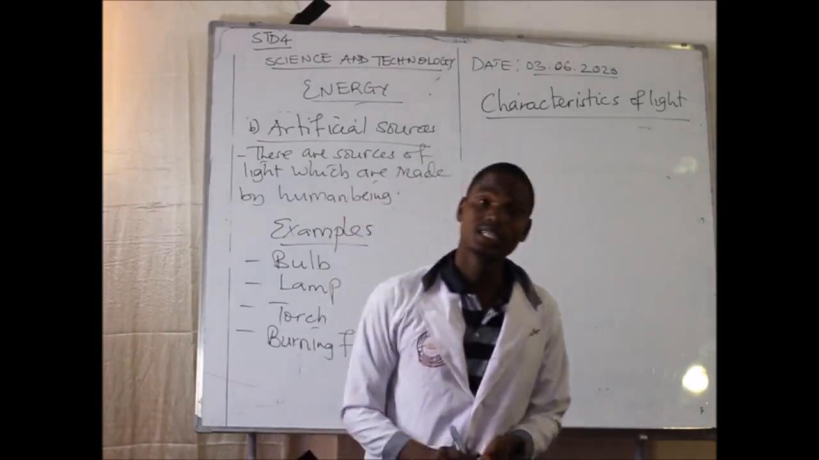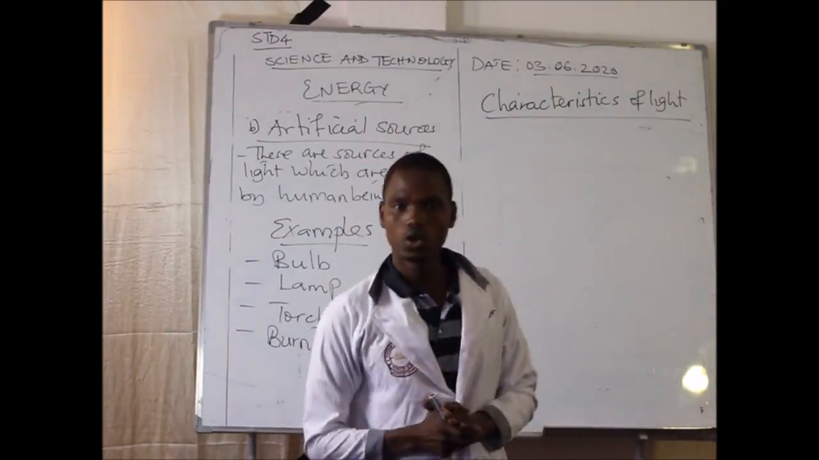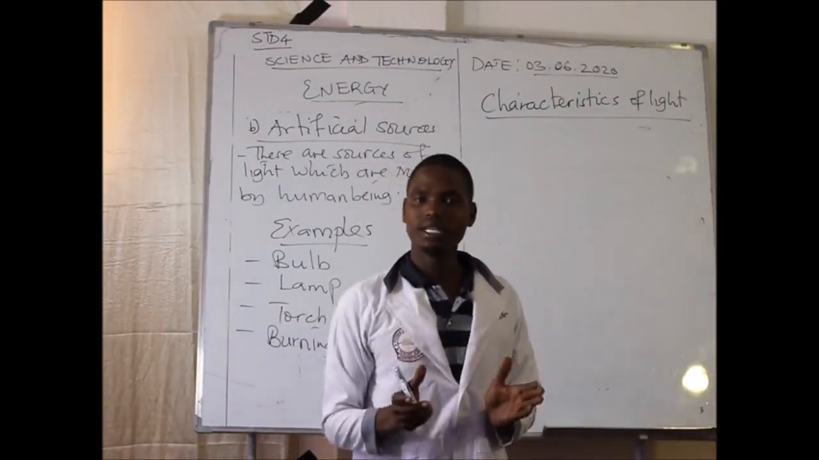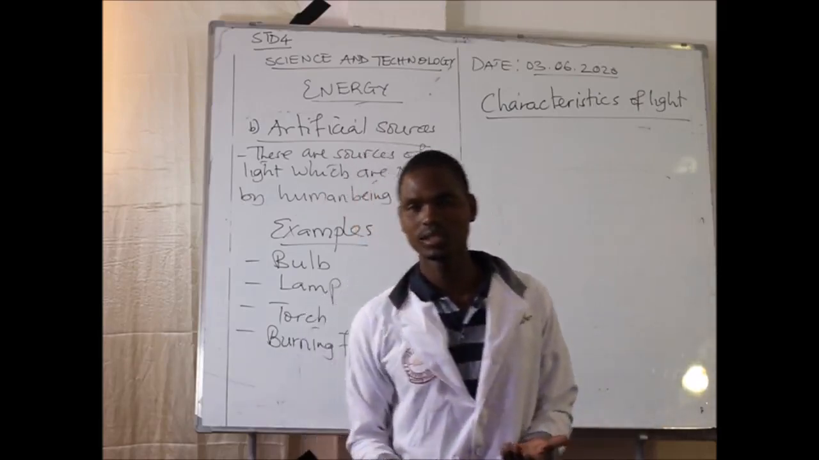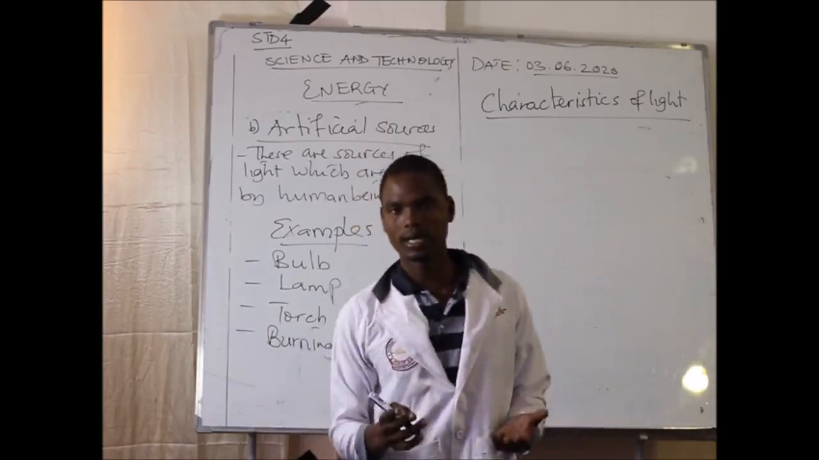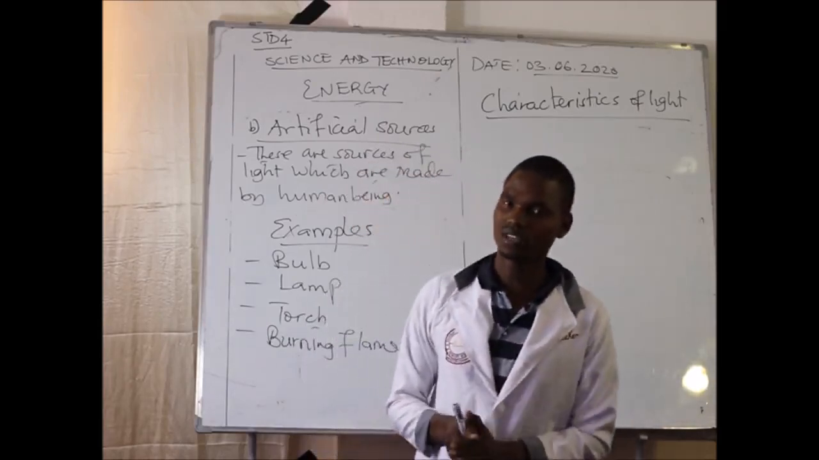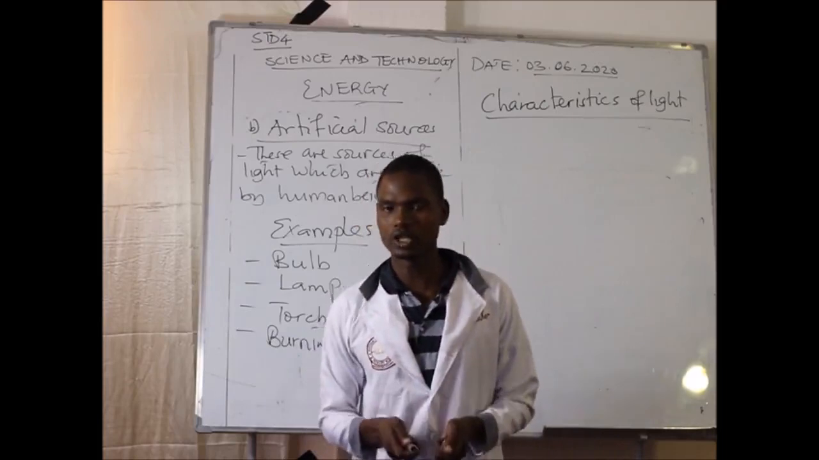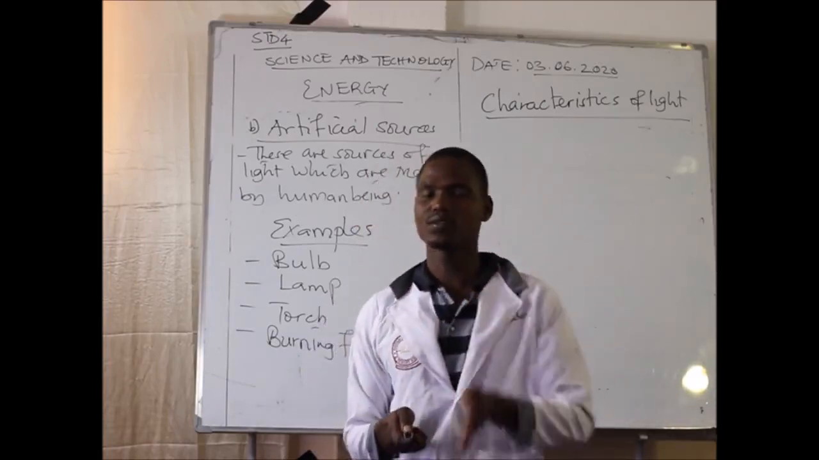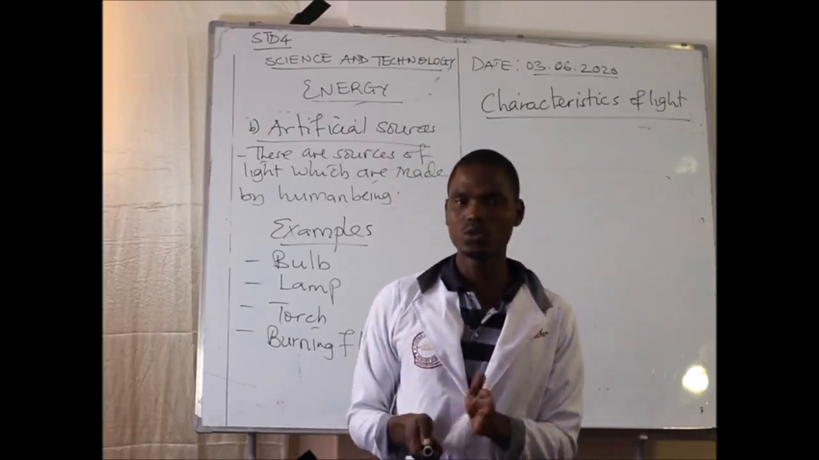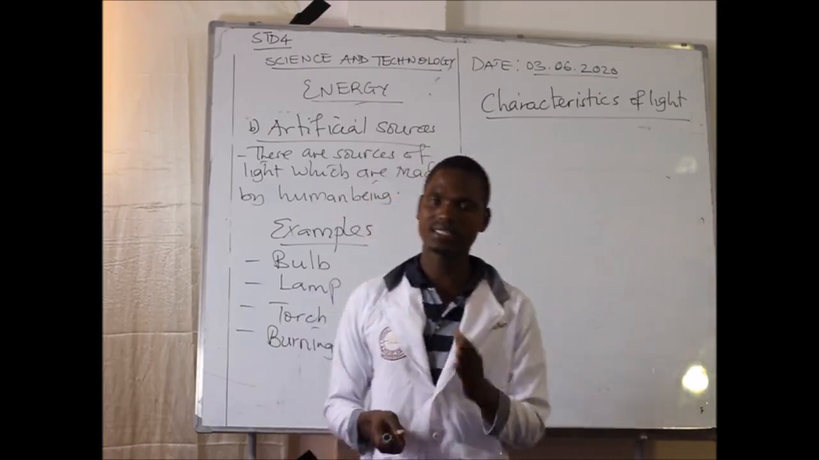My dear pupils, these characteristics of light are not new to you because they have been discussed there in Std IV. Some of the characteristics, just to mention. 1. Light travels in a straight line. If you take your torch, then you switch it on, then observe the rays that come from the torch. Those rays do travel in a straight line. So one of the characteristics is that light travels in a straight line.